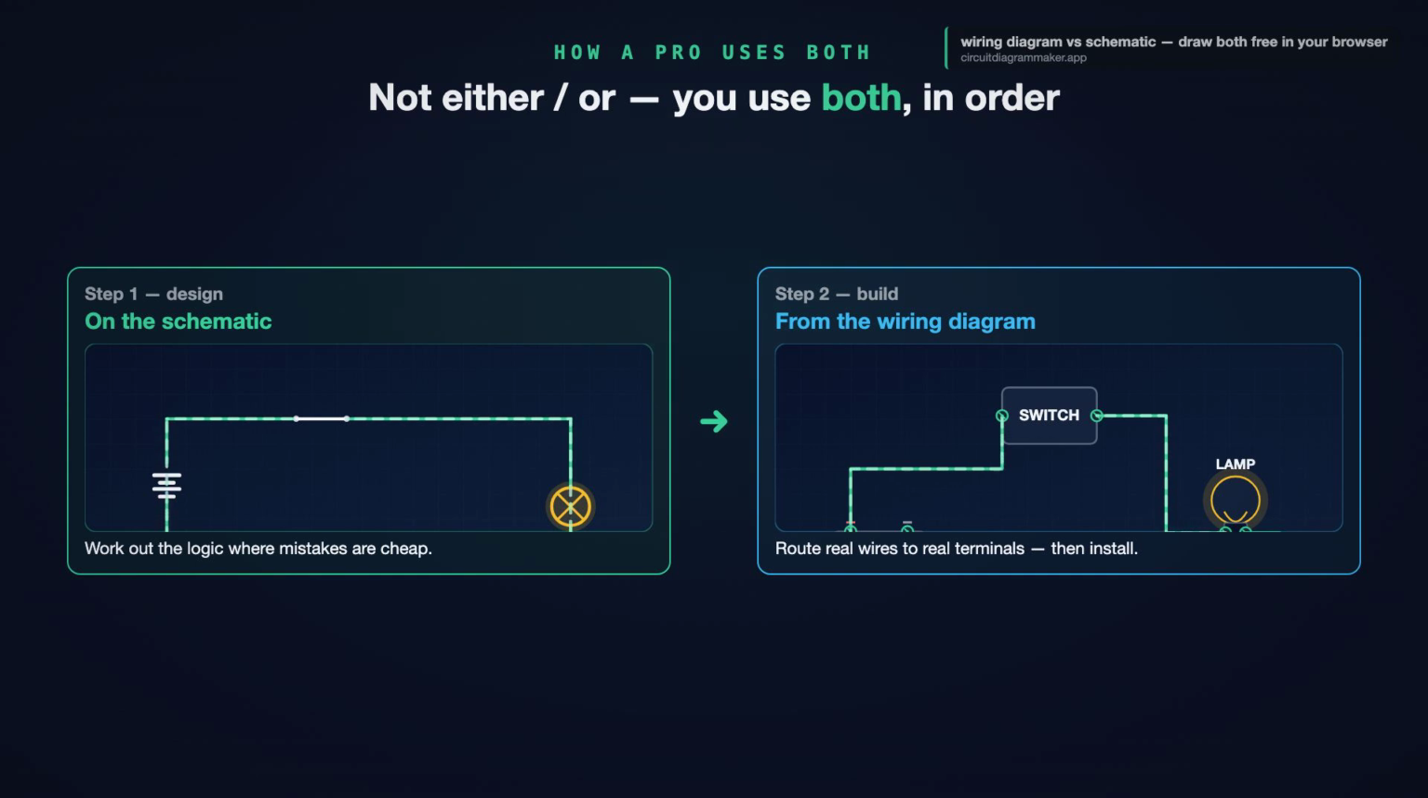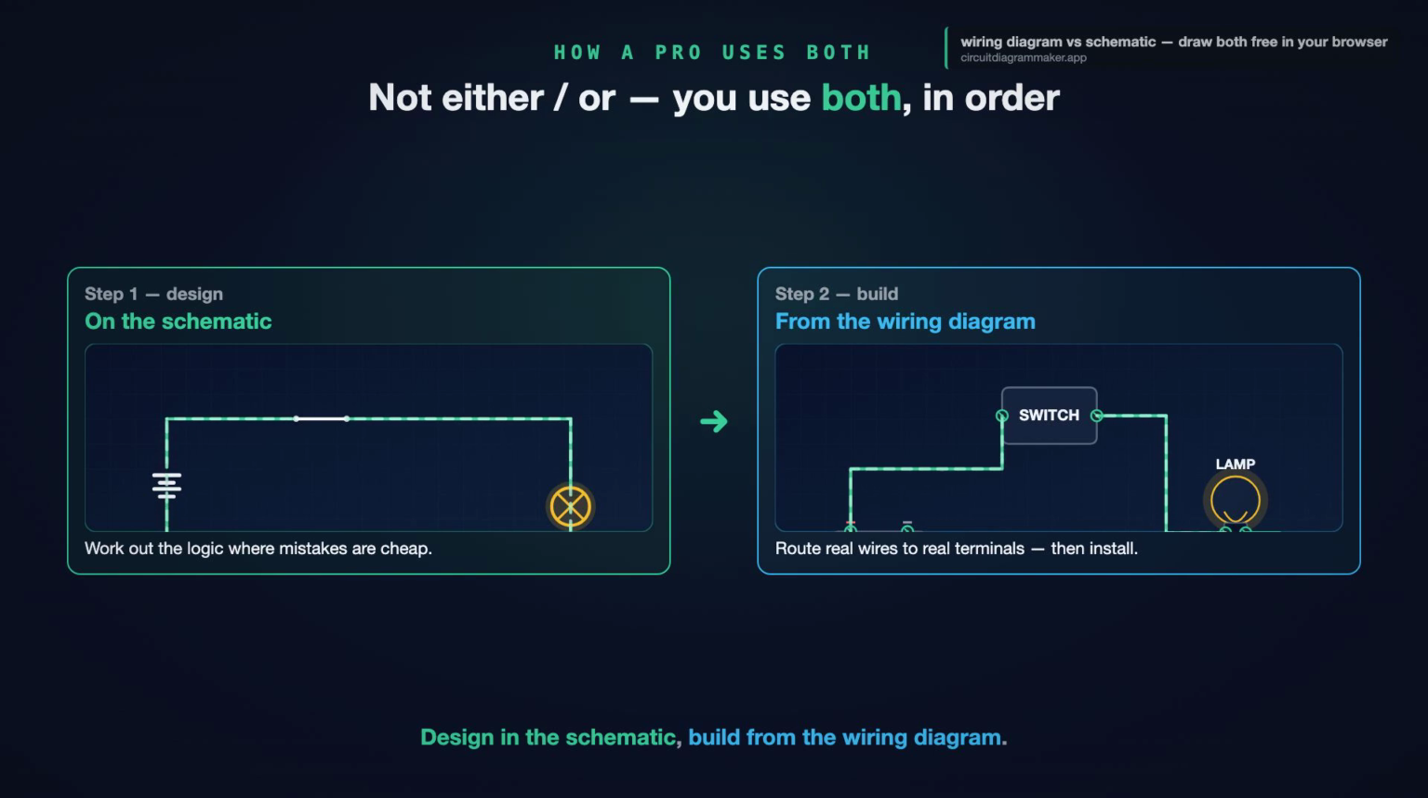Then you produce the wiring diagram from it. Now you decide where each part physically sits and route the real wires to the real terminals. That is what you actually build and install from. Design in the schematic, build from the wiring diagram. They are not rivals. They are two views of the same circuit, and a pro moves between them without thinking twice. On a big job, you might even sketch a rough block diagram first, then a schematic, then the wiring diagram, abstract to physical in that order.